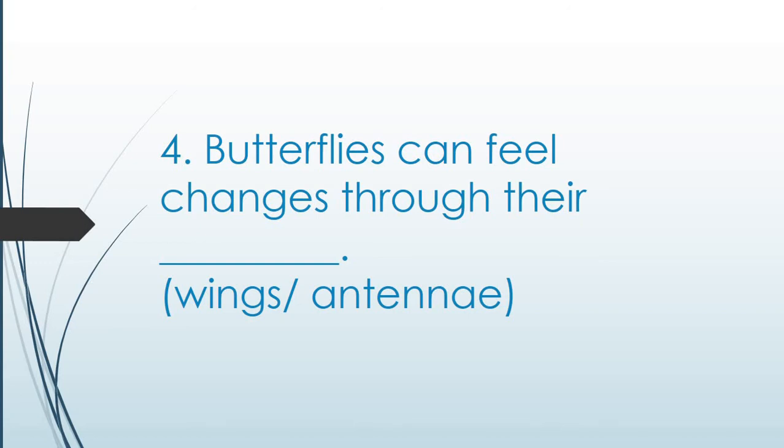Now I cannot give you more than 2 to 3 seconds to write the answer and to think about it. The one who has the knowledge, the one who is able to understand the statement, will have written the answer. The correct answer is antenna. With wings they fly, they don't feel changes. With antenna they feel changes. Similarly, if you remember, cockroach, grasshopper, these insects and animals also have antenna through which they feel changes around them.